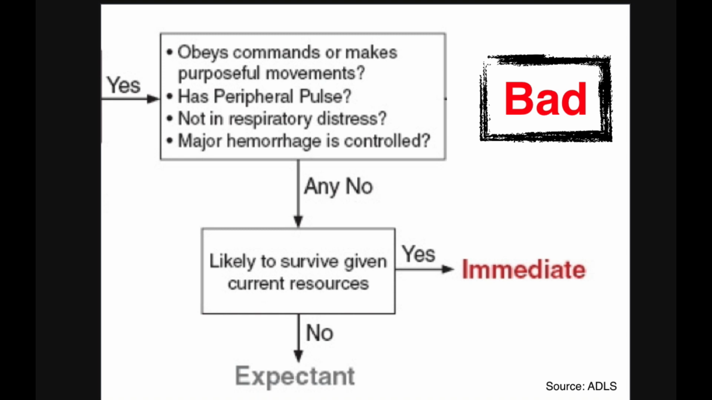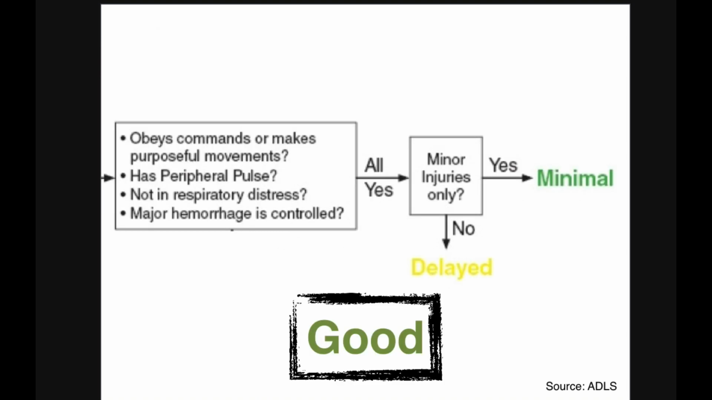Next up, you've got the bad. So they are breathing, but they've got something like this going on, right? They can't follow commands, they don't have a peripheral pulse, they're in respiratory distress, or they have major hemorrhage. If any of that stuff is going on, you've got to do something about it, right? If they're bad enough, you might say they're expectant, meaning that you don't think they're going to make it at all. Otherwise, you're going to do an immediate thing to fix them. What does that look like? We'll talk about it in a second.